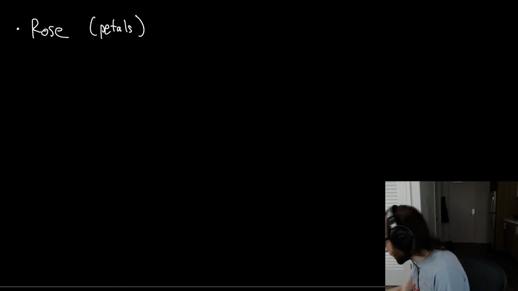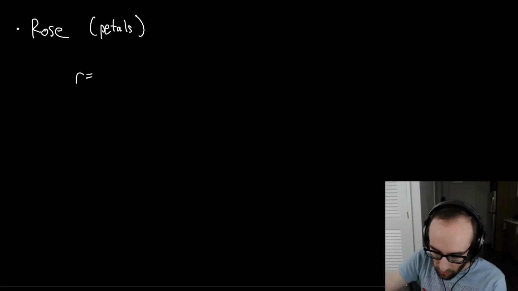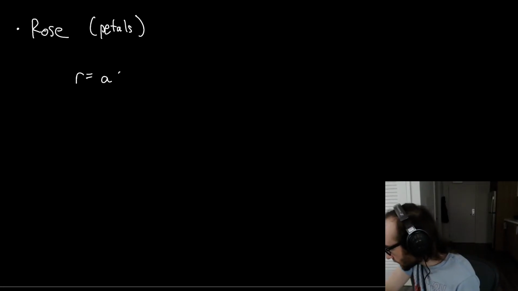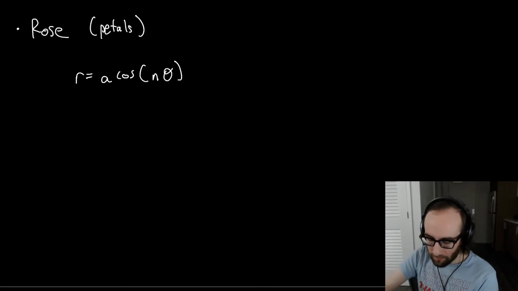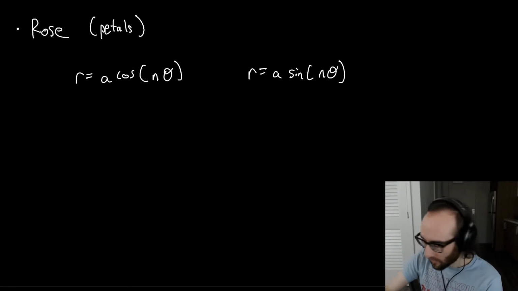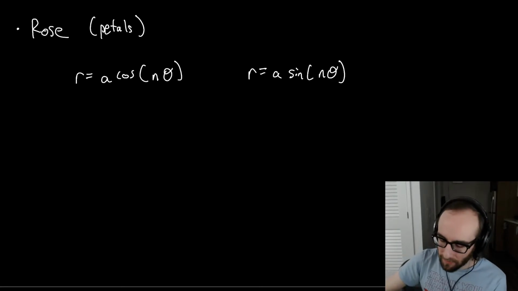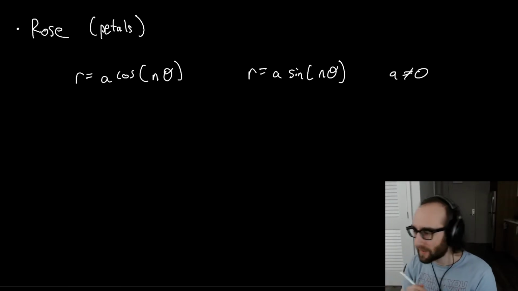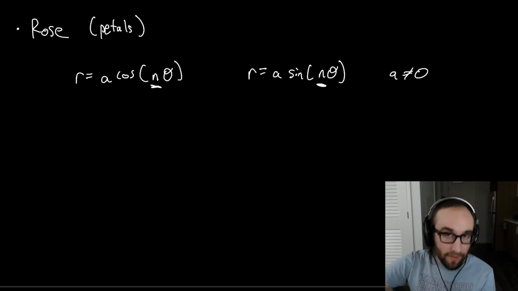The equation that we see for roses looks like this. We have r equals a times cosine of some number n times theta. We also have r equals a times sine of n theta. And there are a few specifications. For example, a can't be 0, because then we just get r equals 0. And depending on what n is, we get different kinds of roses.